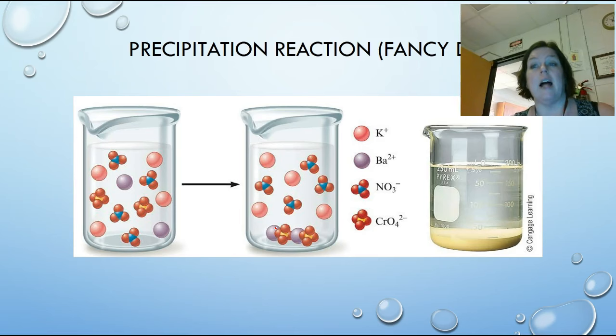And they form a solid and they precipitate out. So you'll see in this beaker now the barium and the chromate are now stuck together just like over here. They form this yellow precipitate. Notice what happens to everything else. Everything else is still in solution. Looks exactly the same as it did before. So the potassium and the nitrate are considered spectator ions. The barium and the chromate are not spectators because they've formed the solid.